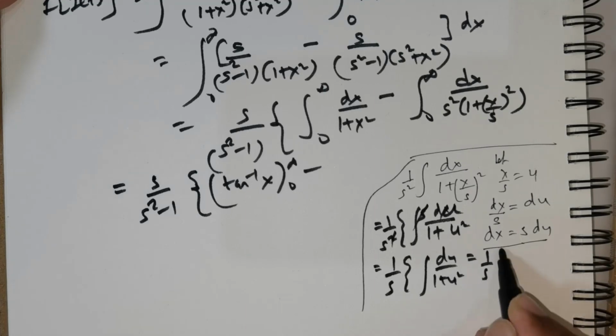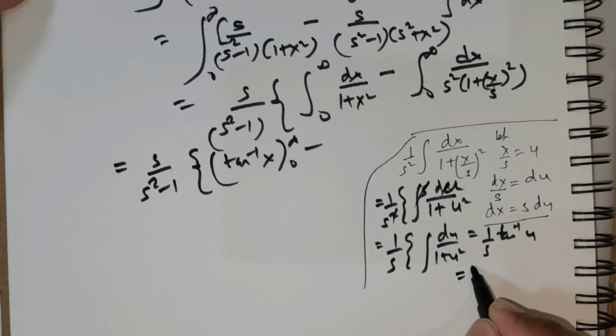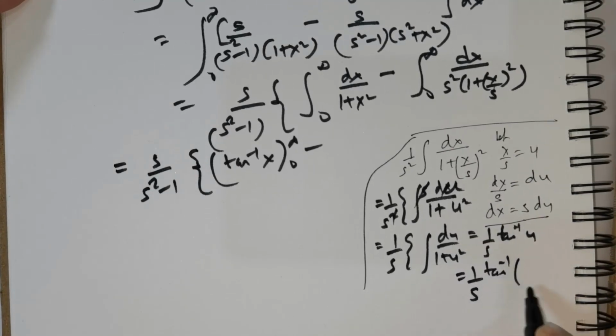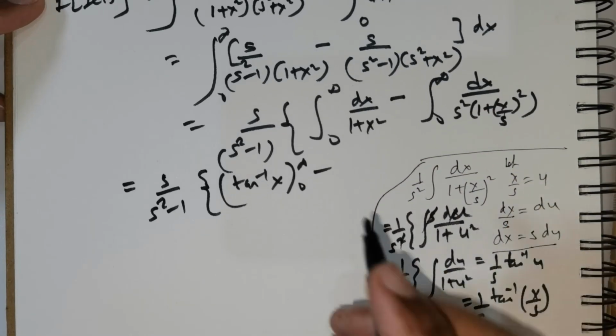Now what is this? This is nothing but tan inverse of u. But what is my u? u is nothing but x over s. So this is 1 over s tan inverse of x over s. So this is what we have got. So I need to take this and substitute it in place of this.